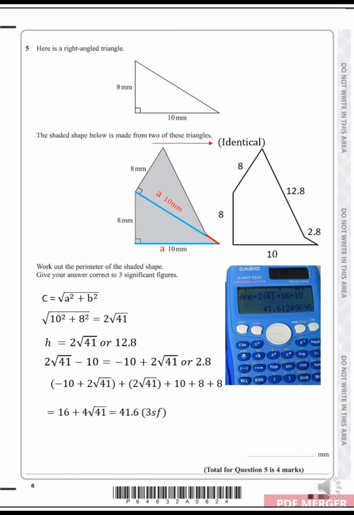Now, if you click the SD button in your calculator, this will equal 41.61249695. Now, the question is asking to round your answer to three significant figures. The 1 determines whether we need to round up or round down. So the answer is rounded down to 41.6 to three significant figures.